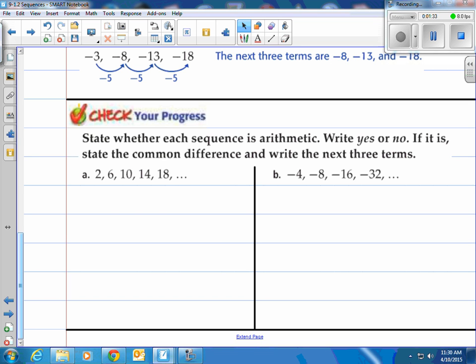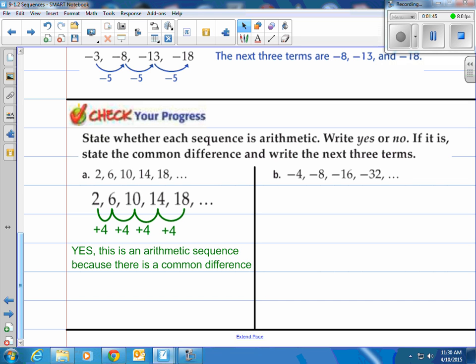Ready, set, go. State whether each sequence is arithmetic. Right, yes or no. If it is, state the common difference and write the next 3 terms. All right, I look at this pattern right here, and I see that it has a common difference of 4. So therefore, yes, it is an arithmetic sequence, and the common difference is 4. Now, of course, just add on 4 a few more times, you get 22, 26, and 30. Pretty simple.